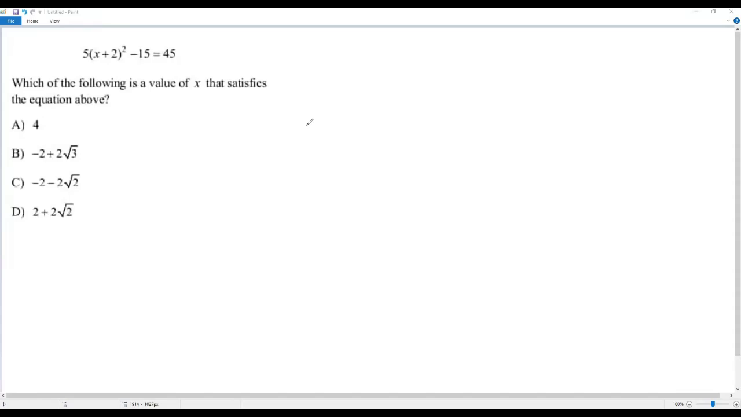Here we have a SAT math problem. Okay, let's go to the question. 5 times (x + 2) squared minus 15 equals 45. Which of the following is a value of x that satisfies the equation above? Okay, here we have an equation and we have to solve for x in this equation.